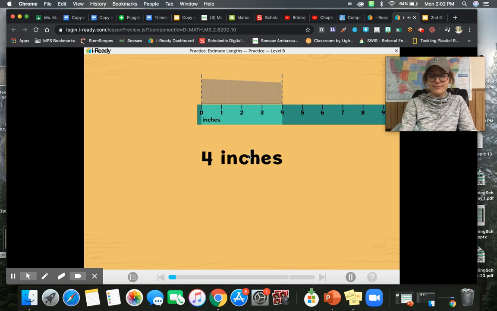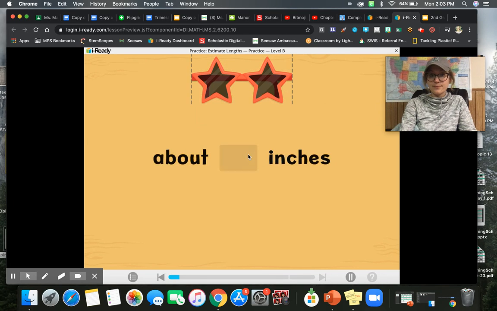The cardboard is 4 quarters long. So it's about 4 inches long. Estimate the length of the sunglasses in inches.